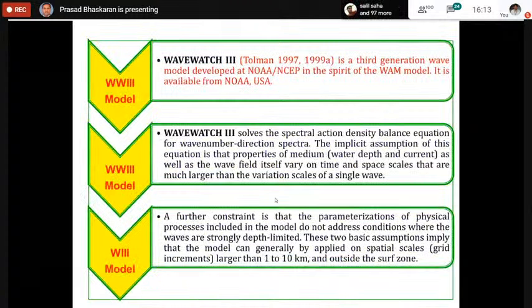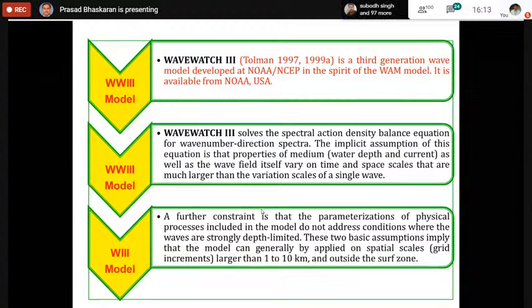You have a different type of wave model called WaveWatch III. This is a wave model which was developed in parallel by a person called Tolman from the USA. It uses the same energy balance equation, but there are differences in the physical parameterization. So those are some of the differences that you find between the WAM model and WaveWatch III.